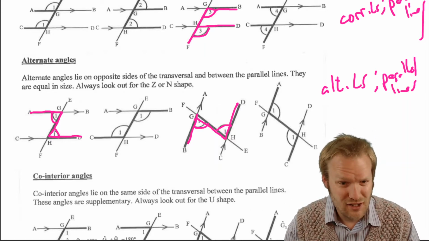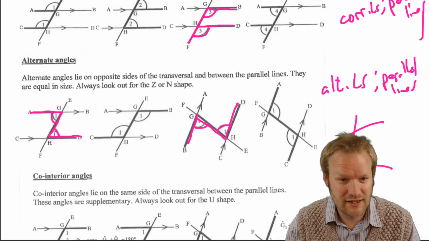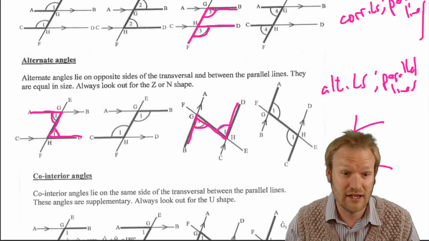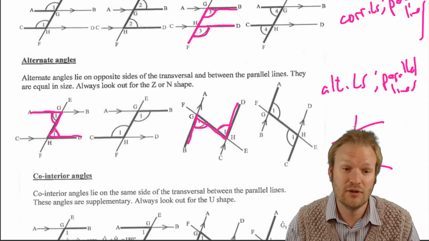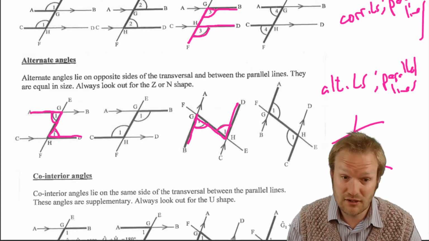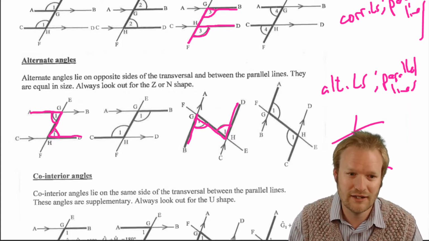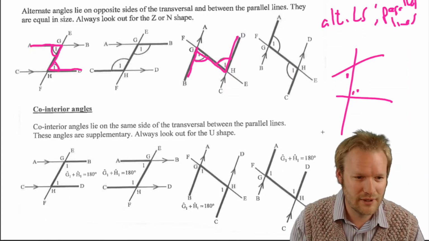My thinking is that you could have 2 lines like that. That angle is alternate to that angle, but they're not equal unless they're parallel. So those are still alternate angles, even if they're not parallel lines. But they're only equal if they're parallel lines.